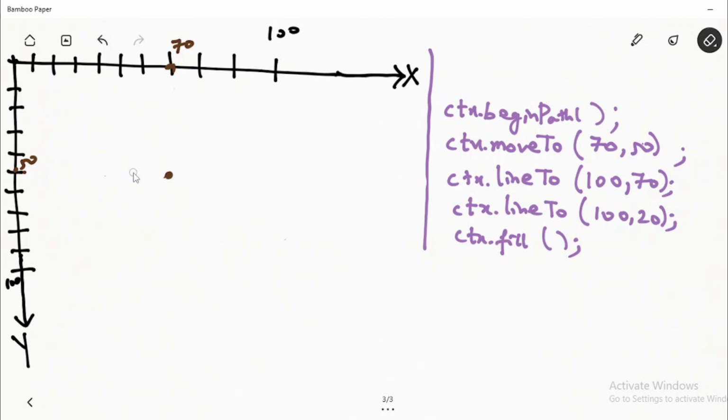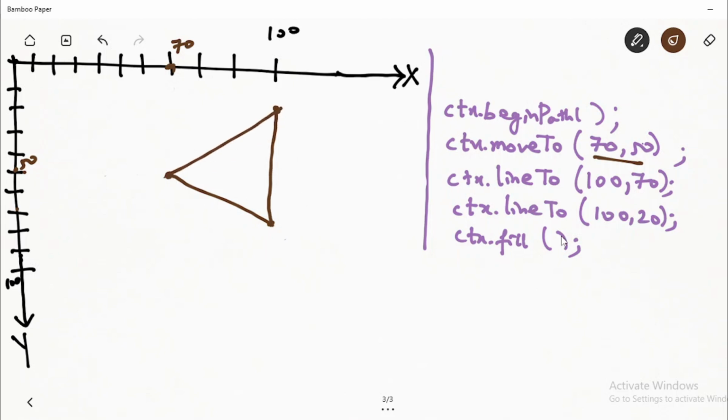Okay, and then our 170th point with this one. So we are going to join them up with a straight line, and the final one for the line to method is the 120th point. That is 100 on the x-axis and 20 on the y-axis. So on joining this, we'll get a final canvas followed by the fill method, so the internal area gets filled up. So this is our final canvas element.